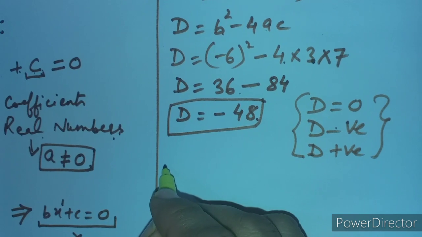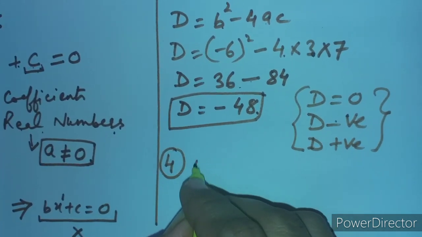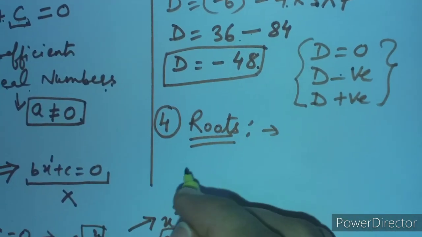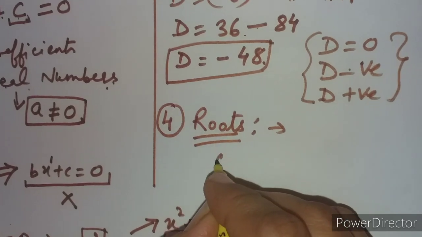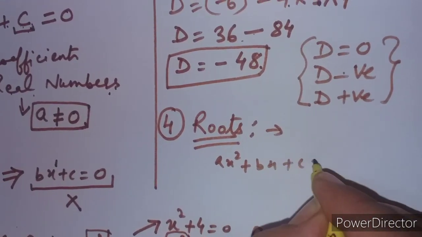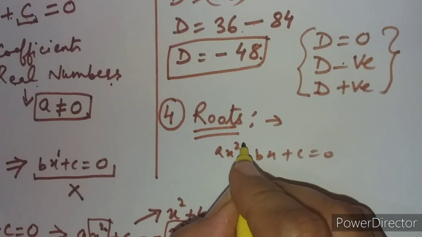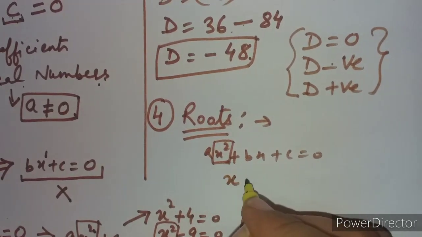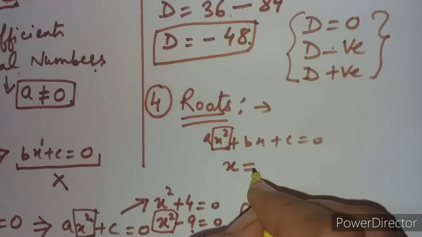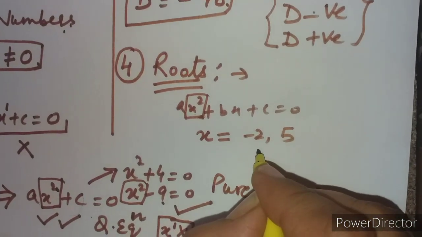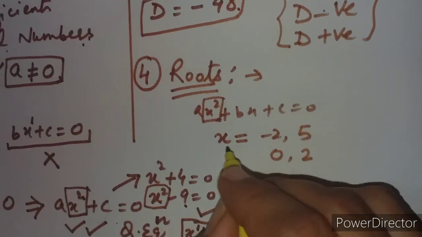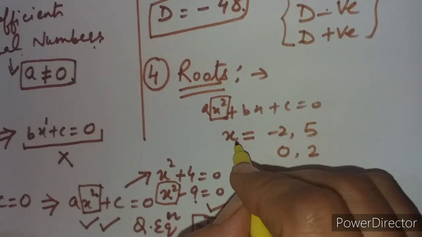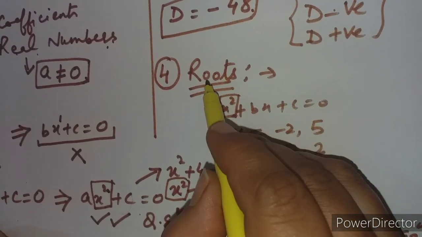Now the fourth important point is about the meaning of the word roots. Whenever we solve any quadratic equation, let us say ax square plus bx plus c equal to 0, remember, because the highest power is 2, at the time of solving we will definitely get two values for this variable. Let us say we may get x equal to minus 2 and 5, we may get 0 and 2, anything. So like this, after solving a quadratic, the two values of the unknown are called the roots of that quadratic.